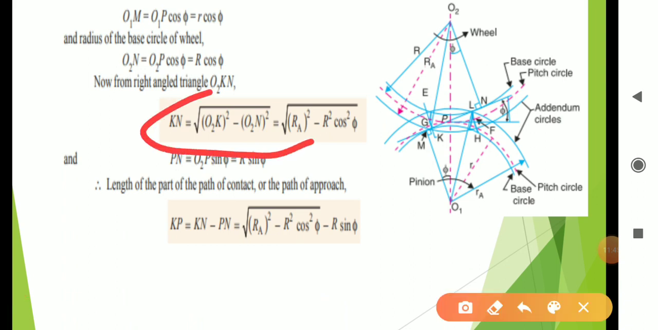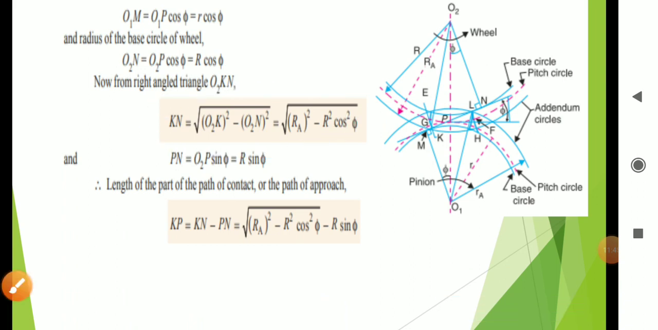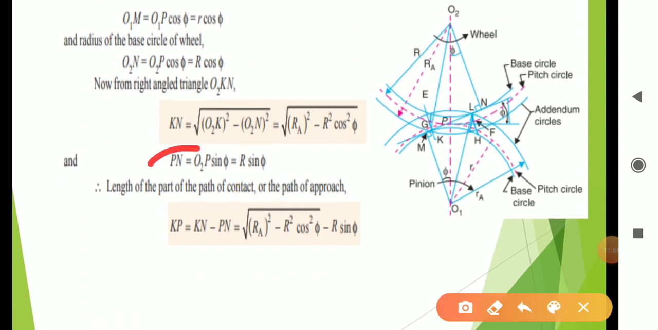We got the value of KN: the square root of R_a square minus R square into cos square of phi. And we got the value of PN: capital R into sine of phi. So if we put both values into this equation, KP is equal to the square root, in brackets, of R_a square minus capital R square cos square phi, minus R into sine of phi.